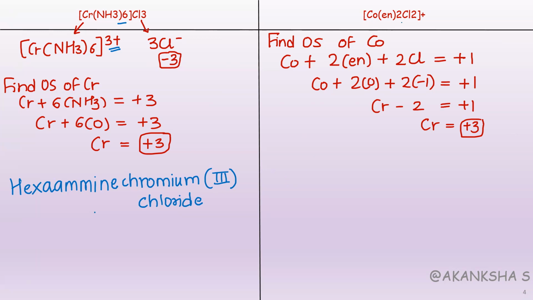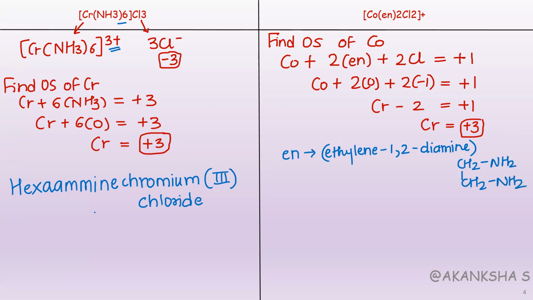Let's see the next one. Over here, we have 2, right? So we know one thing, en is what? It is basically ethylene-1,2-diamine. See, the amine over here is different. It's NH2, okay? And how does this look if you want to know? It's CH2-NH2 joined to CH2-NH2, okay?